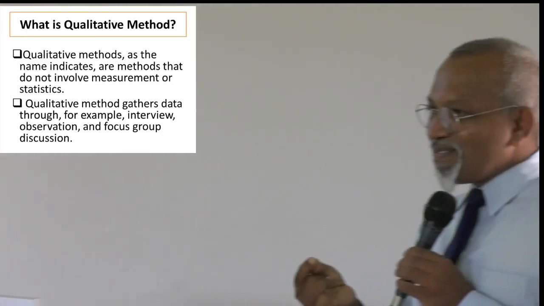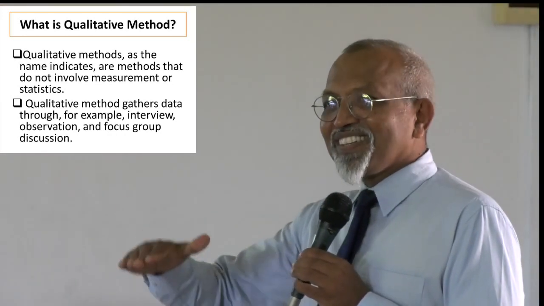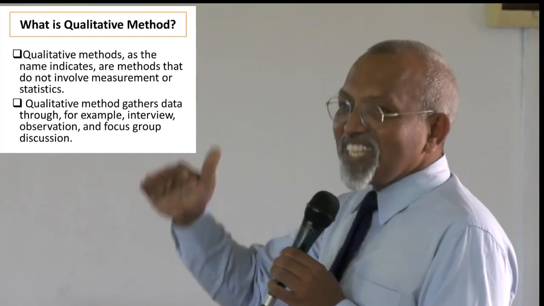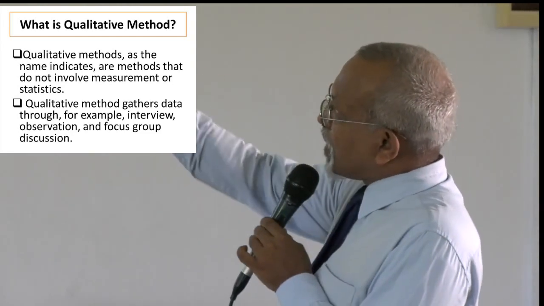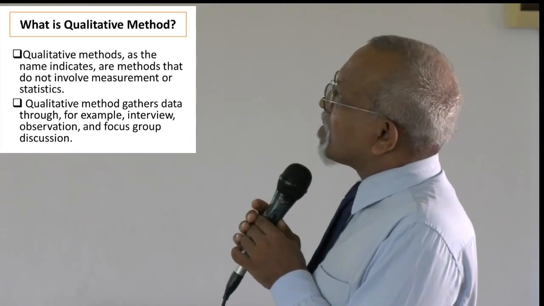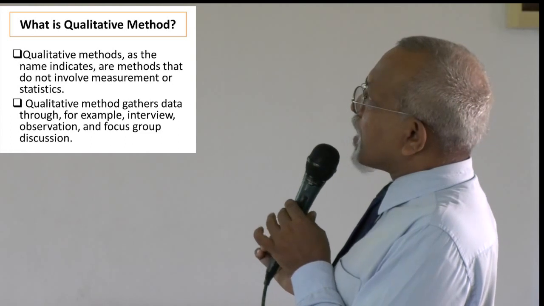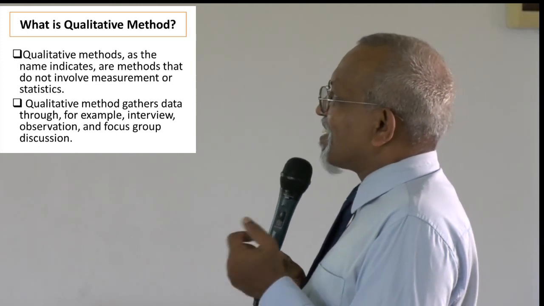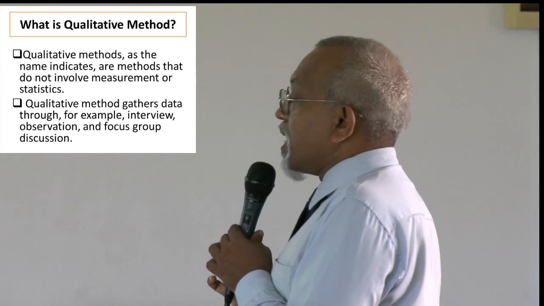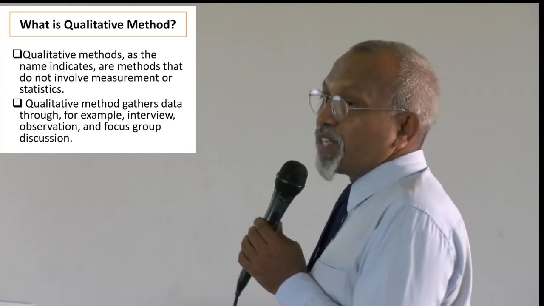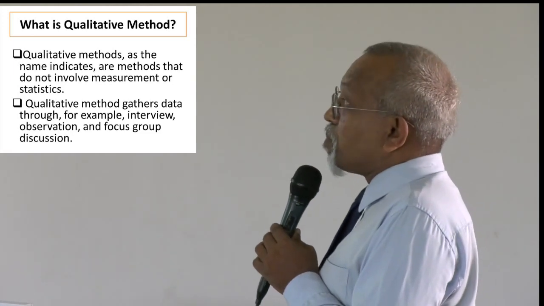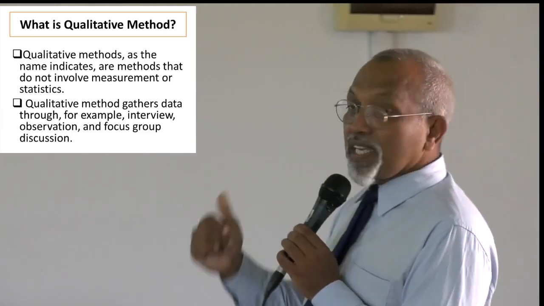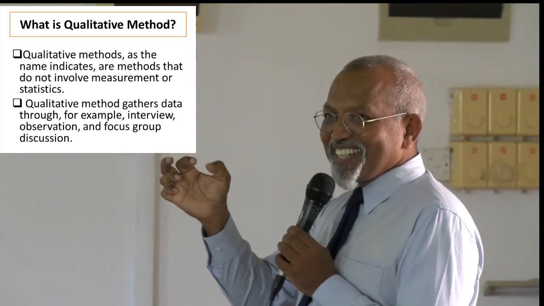So when you eat something, food or something, this is tasty. How much? It depends from person to person, no? So that is the quality. For quality it is very difficult to give an exact figure, but you can find methods to compare them. So qualitative methods, as the name indicates, are methods that do not involve measurements or statistics, right? A qualitative method gathers data through, for example, interviewing persons, right? Or observation, and maybe you have discussions with different groups about what they think about that. It is not an exact figure, right?